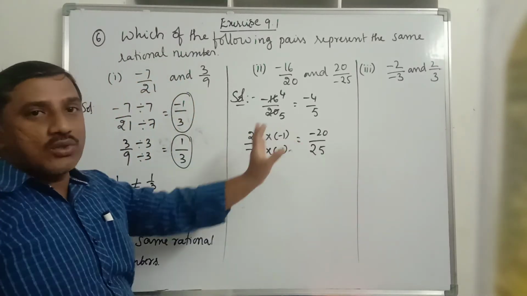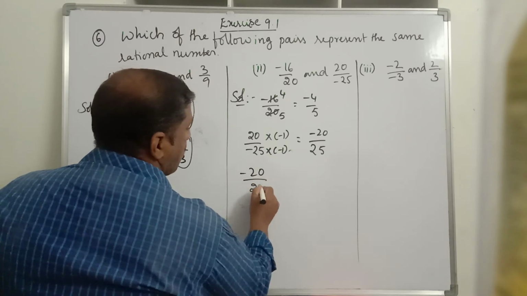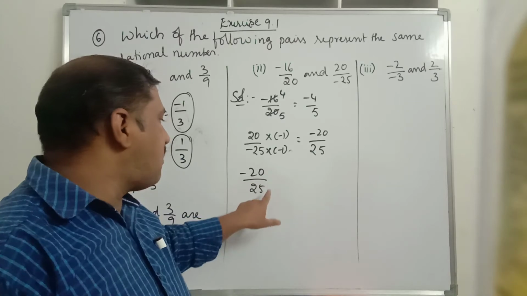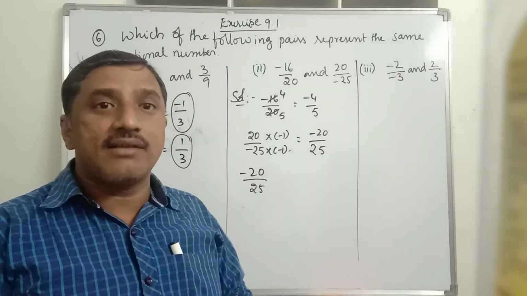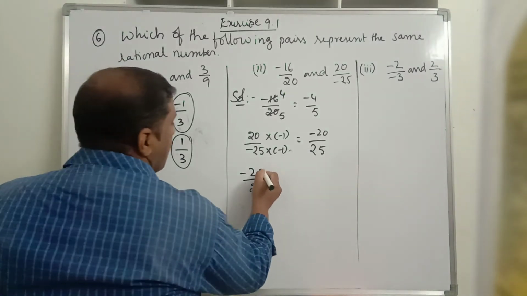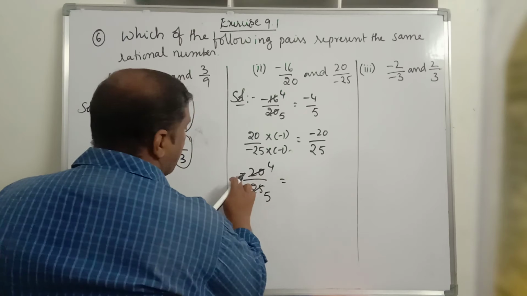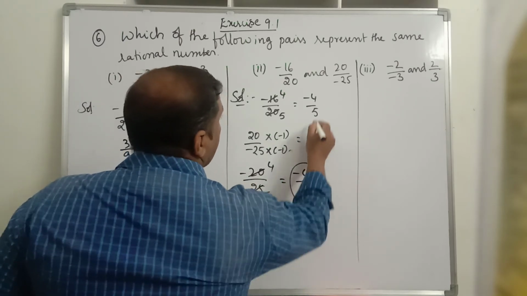Now reduce this to the lowest form, that is minus 20 divided by 25. Both are divisible by 5. We get it in the 5 tables: 5 4s are 20, 5 5s are 25. That is, the HCF of 20 and 25 is 5. So you divide by 5. 5 4s are 20, 5 5s are 25. Now what is it? Minus 4 divided by 5. Now you see, minus 4 by 5.